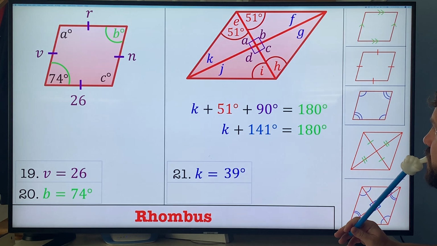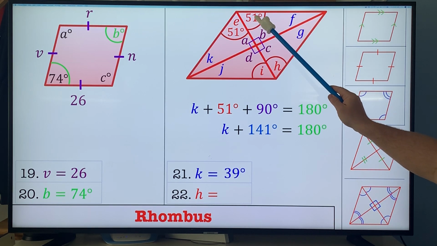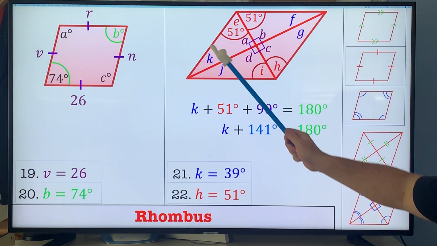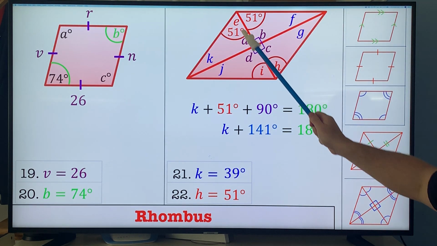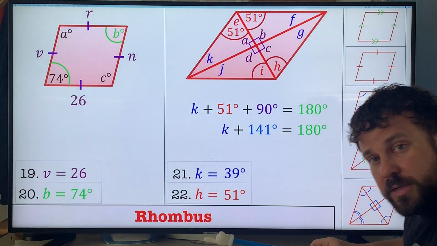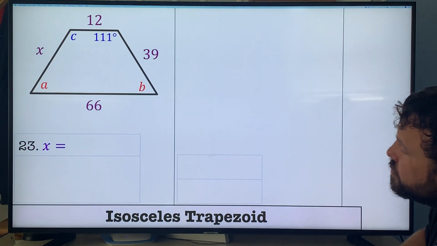All right, let's see. I want to find H. H is equal to I is equal to E is equal to 51. All right, so 39, 39, 39, 39, 51, 51, 51, 51, and all 90. Pretty simple, no? Yes? All right.